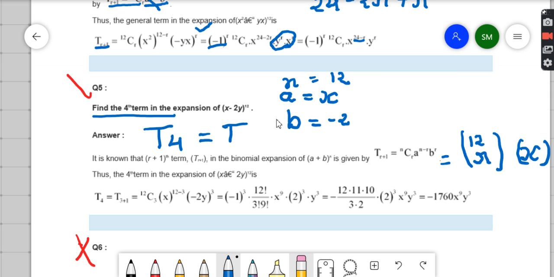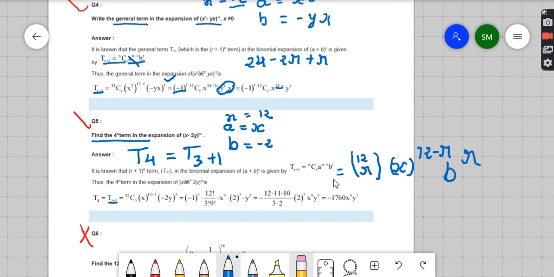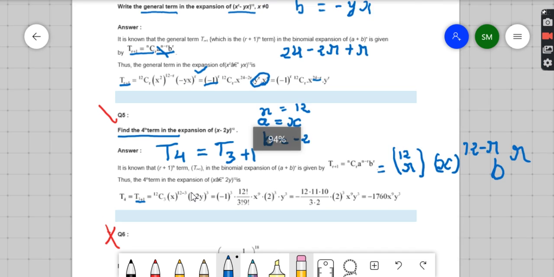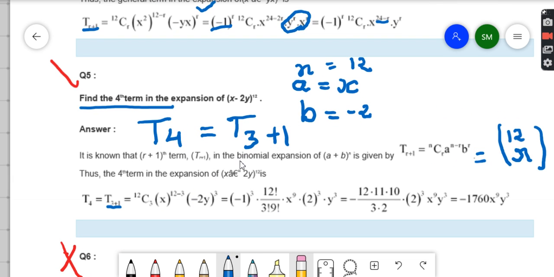I want to express in this format 3 plus 1. Alright, so put r is equal to 3 over here in the general term. 12c3, x raised to 12 minus 3. You can see in the general term if I put r equal to 3, then you will get this format. Minus 2y raised to 3, then simplify, you will get minus 1760 x raised to 9 y raised to cube. Alright, so not very difficult. You can see only one formula and all the problems are solved.